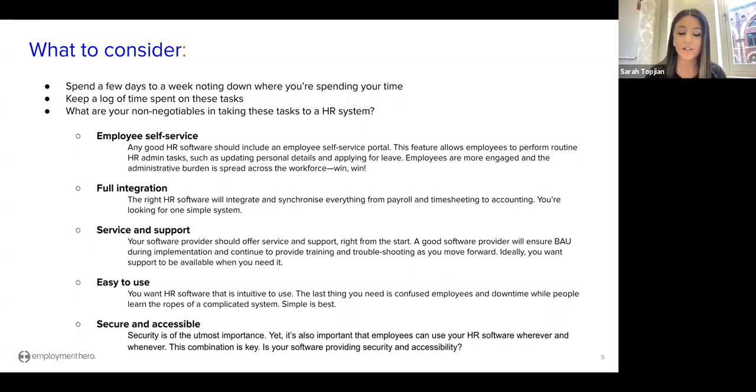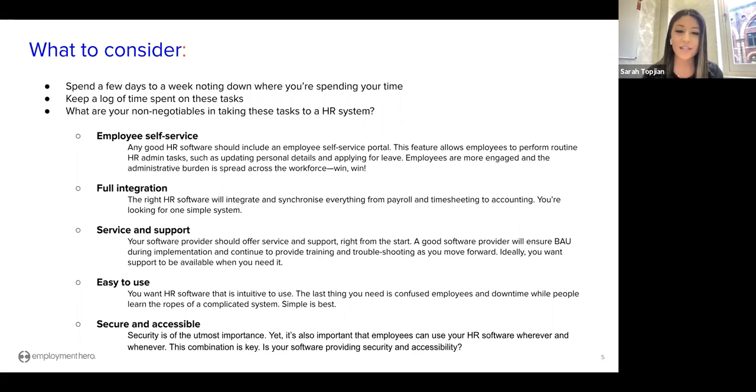So how often are your employees coming to you to update their details, or to put in leave, or to check a leave balance, or to do just small employee tasks that they could potentially do themselves? So this is, I think, something that also ties in with employee engagement. Employees are going to be more engaged if they can just log in and do it themselves. And the admin burden across the workforce is just eliminated. So that's one thing that I see takes up a lot of time.